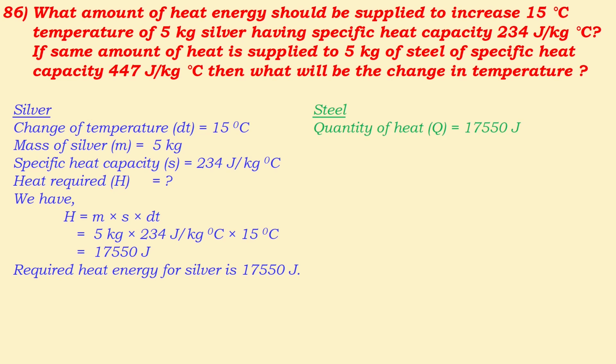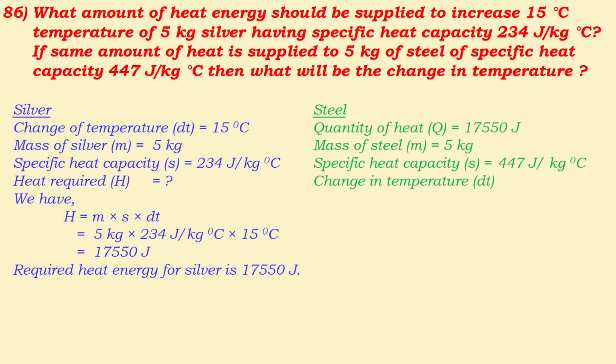Now the quantity of heat is the same, 17,550 joule taken from the first case, and mass of steel m is equal to 5 kilogram, specific capacity S equal to 447 joule per kg degree Celsius. Change in temperature dt we are going to find out, and our equation is Q equal to m into S into dt. Here I want to mention something.